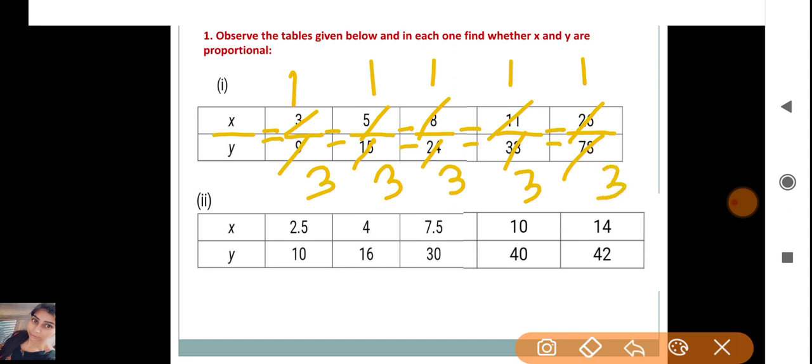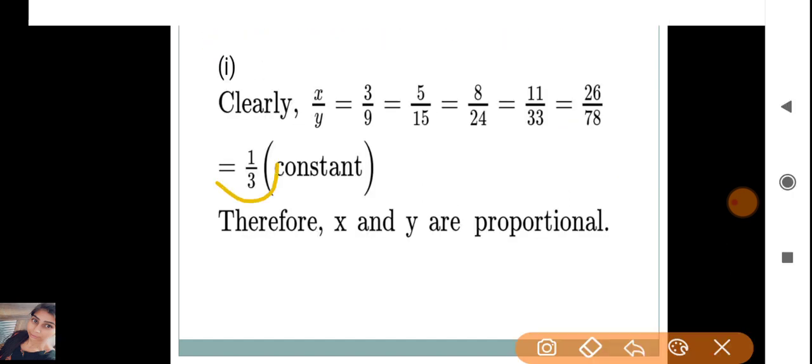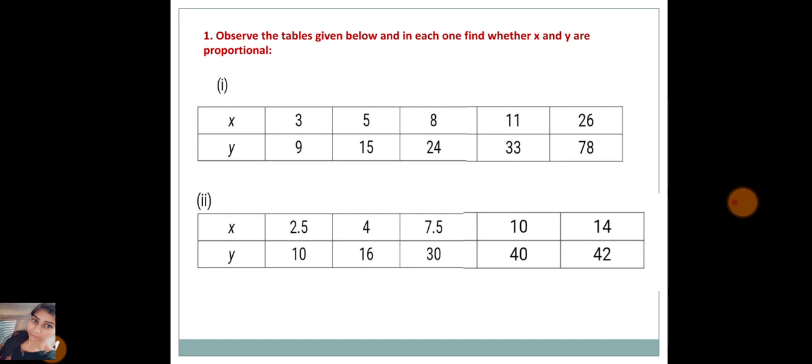So that means I'm getting everywhere 1 by 3. So this means that x and y are directly proportional to each other. As you can see, for all I'm getting 1 by 3, which implies x and y are proportional to each other. The next question, this second number.